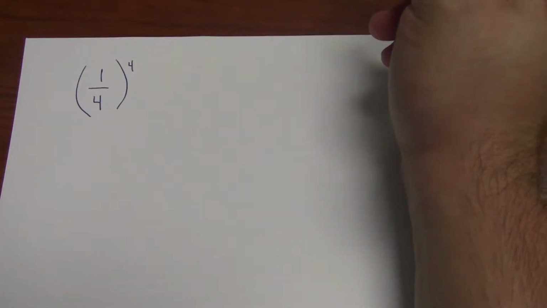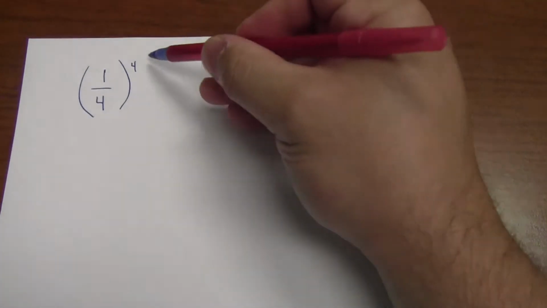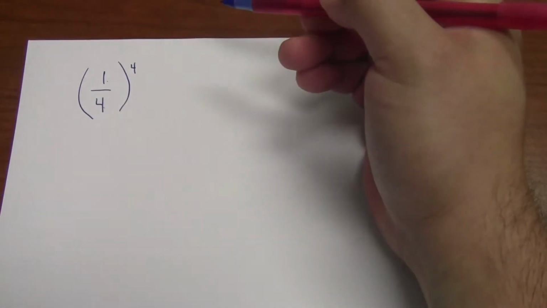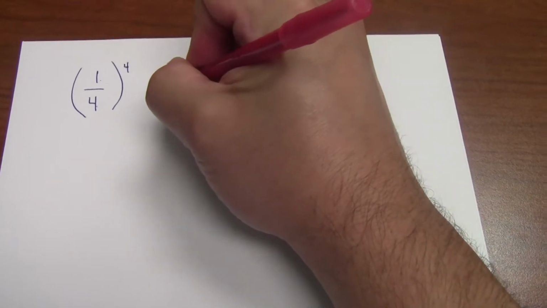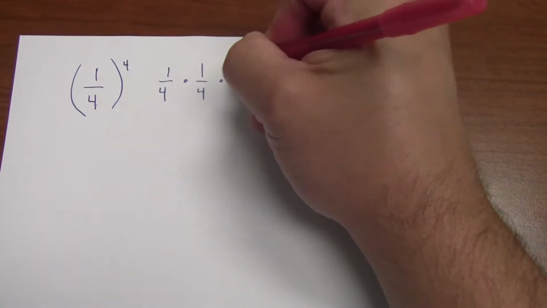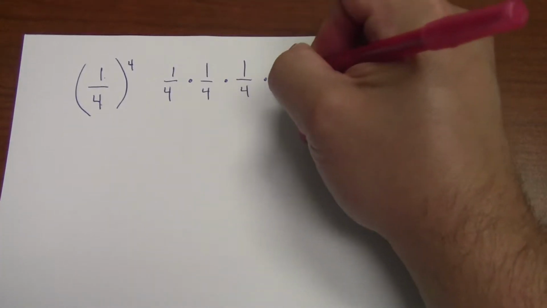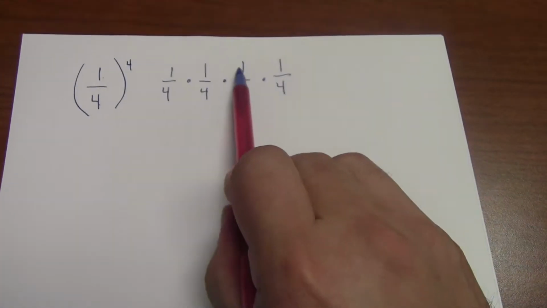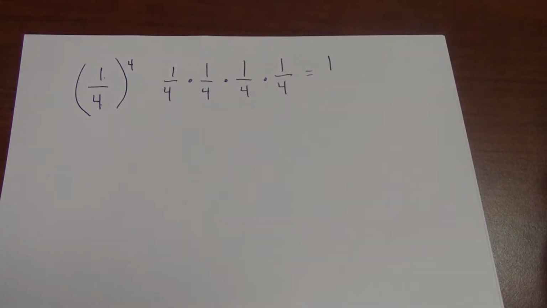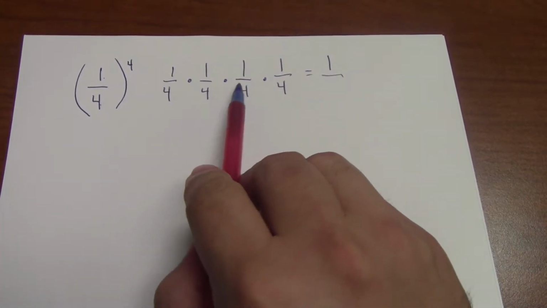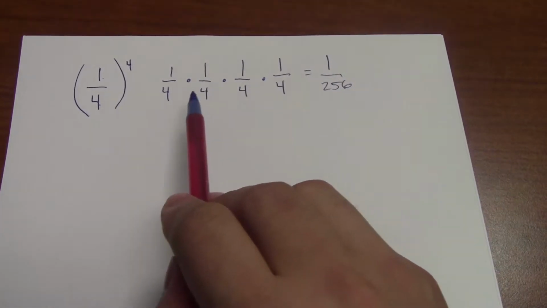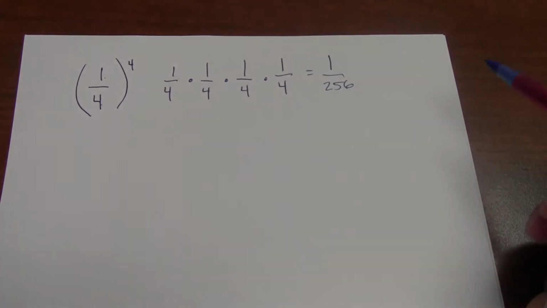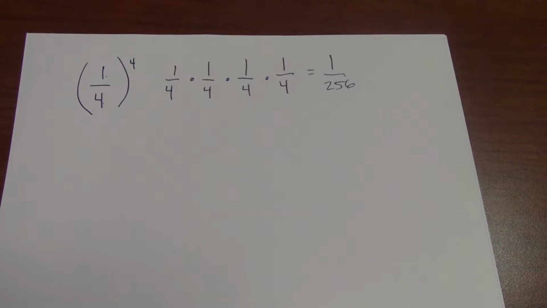One quarter to the 4th power. Alright, all this is saying is you have 1 quarter times itself 4 times. So it's 1 quarter times 1 quarter times 1 quarter times 1 quarter. 1 times 1 times 1 times 1 is 1. 4 times 4 times 4 times 4 is 256. So 4 times 4 is 16, 16 times 4, 4 times the answer, 256.